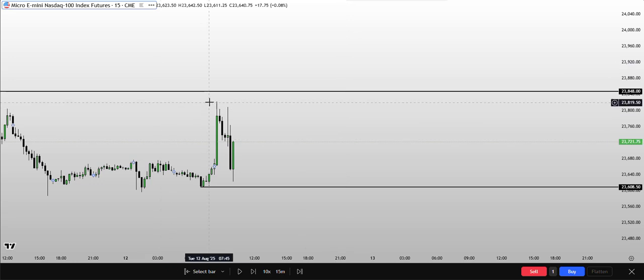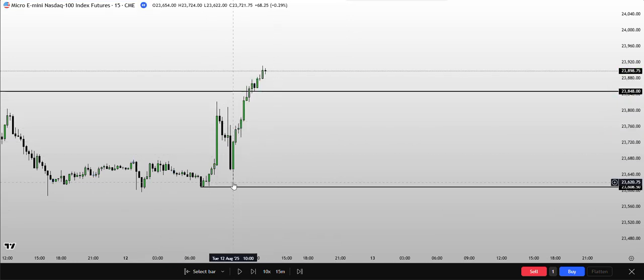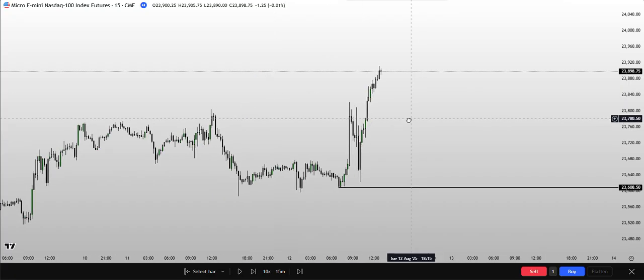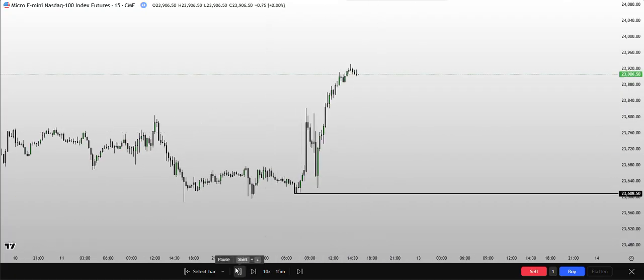We could see a return to these highs now, but that's it for me. That's the AM session, that would be my draw. And yep, the return to those highs did in fact happen. So we're just looking for on the charts, where will price likely gravitate towards?